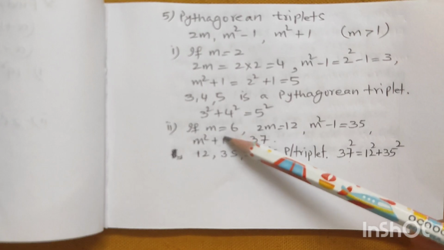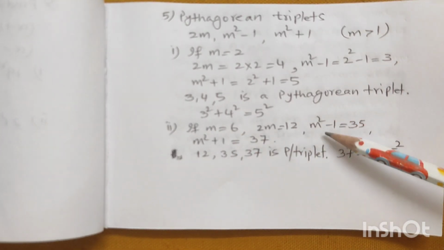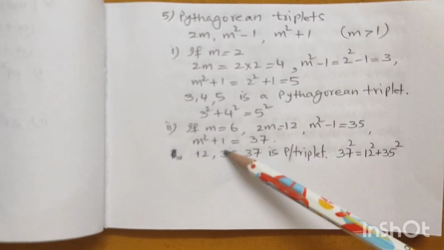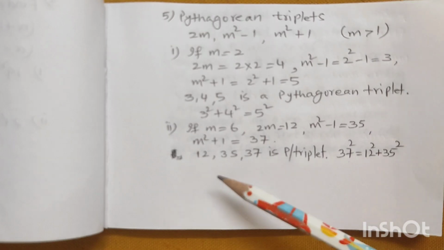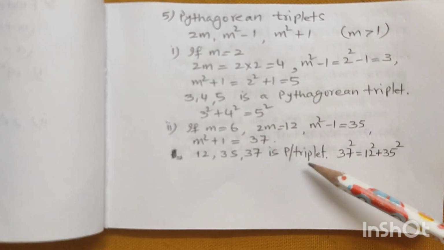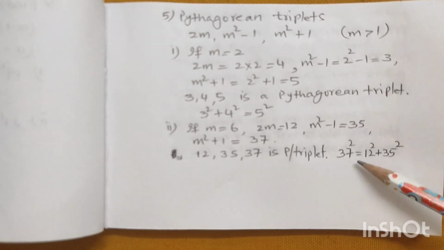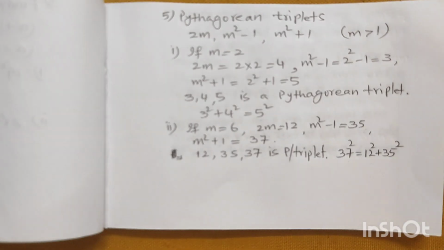Now if we take m equals 6, 2m is equal to 12, m square minus 1 equals 35, and m square plus 1 is 37. So here 12, 35, 37 is another Pythagorean triplet, and 37 square will be equal to 12 square plus 35 square.